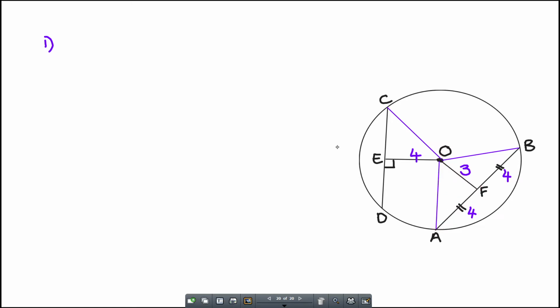Ek het nou gesê daar's 'n 90 grade hoekie. Okay, so my 90 degrees is going to be over here, maar hoe kon ek dit gesê het? Why could I say that? Daar sê, well done. Okay, so I can say OFB is 90. Line from center bisects chord.